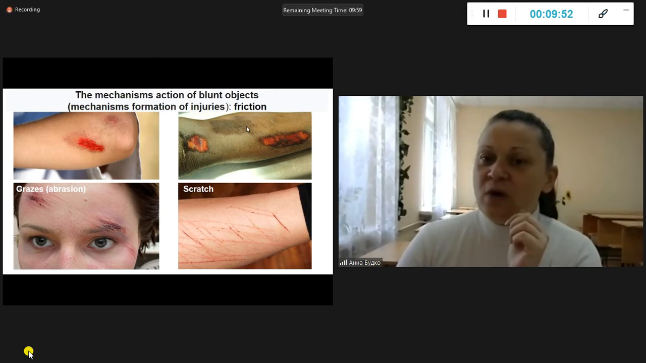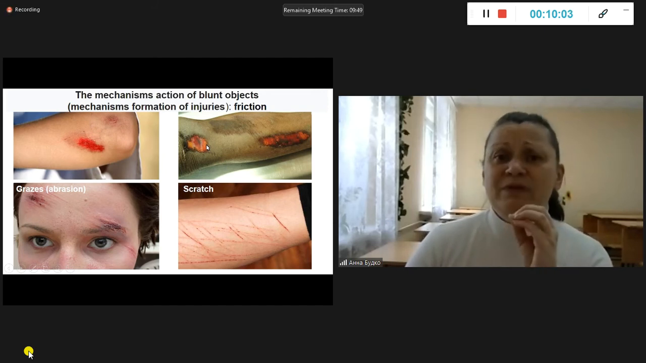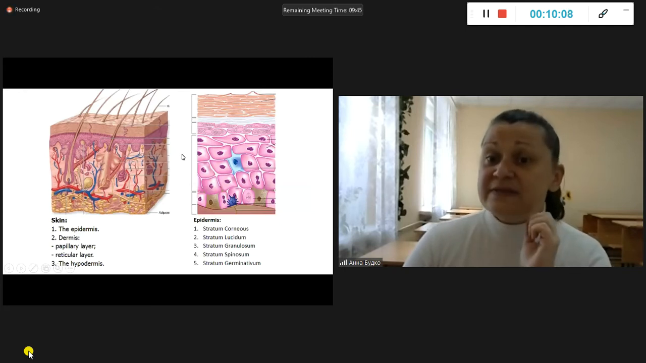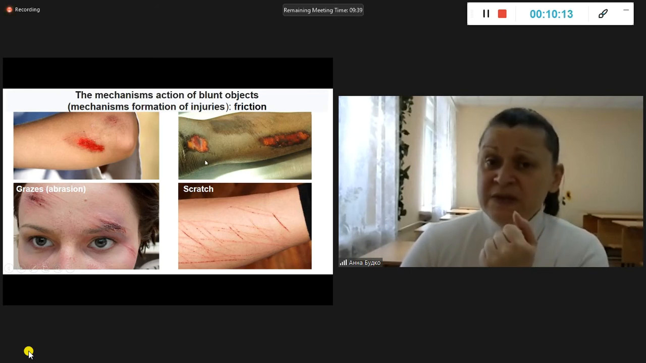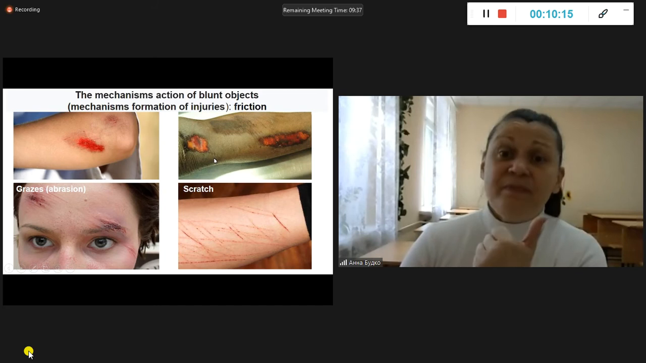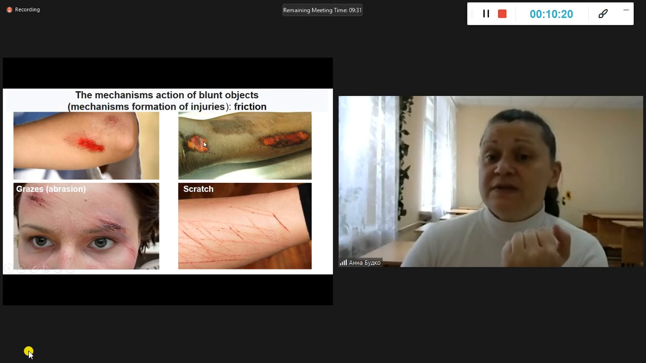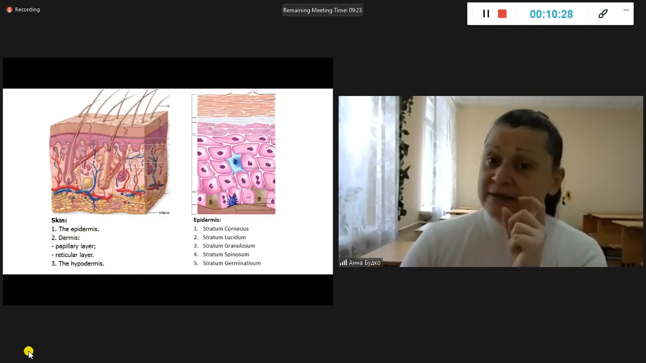So, if an abrasion has a yellow color, as in this situation, look, yellow color, this abrasion penetrates only into the epidermis without trauma of the papillary layer of the dermis. As a result, this injury has a yellow color because in the epidermis blood vessels are absent but lymph vessels are present. As a result, you can see on the surface of this injury lymph with yellow color.